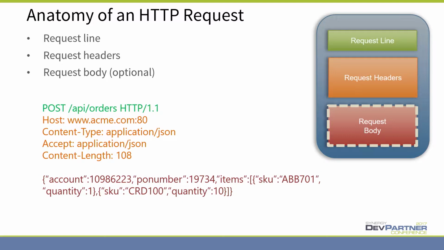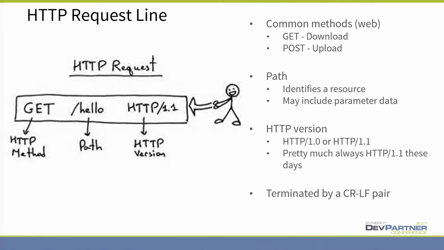And visually, this is what it looks like. This is literally what an HTTP request looks like. The request line basically is, what are we asking the server to do? This is literally the first line of text that is sent to the server over the connection. And it has 3 parts. The first part is the HTTP method that we're asking the server to use.